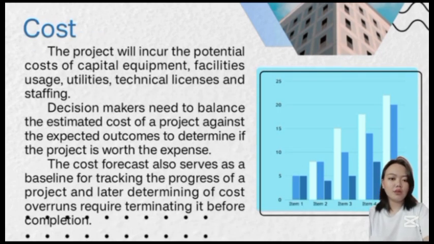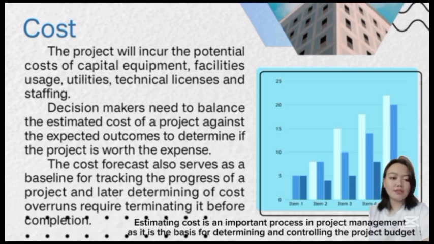So next is cost. The project will incur the potential cost of capital equipment, facilities usage, utilities, technical licenses, and staffing. Decision makers need to balance the estimated cost of a project against the expected outcomes to determine if the project is worth the expense. The cost forecast also serves as a baseline for tracking the progress of a project, and later determining if cost overruns require terminating it before completion. So estimating cost is an important process in project management as it is the basis for determining and controlling the project budget.